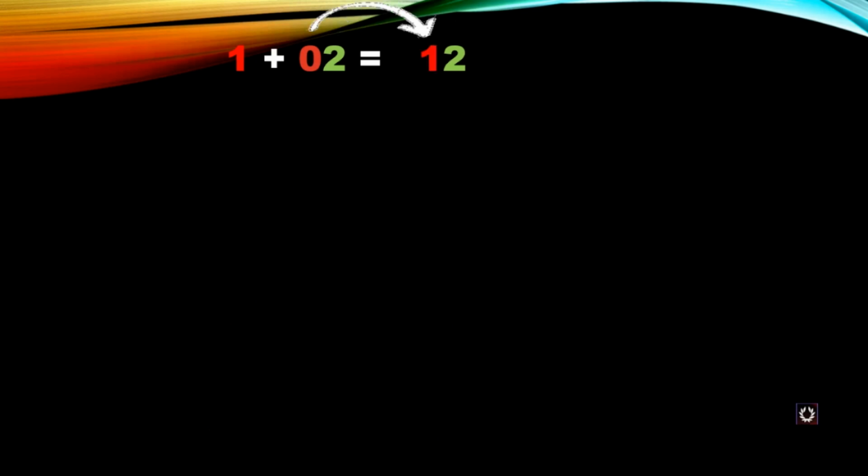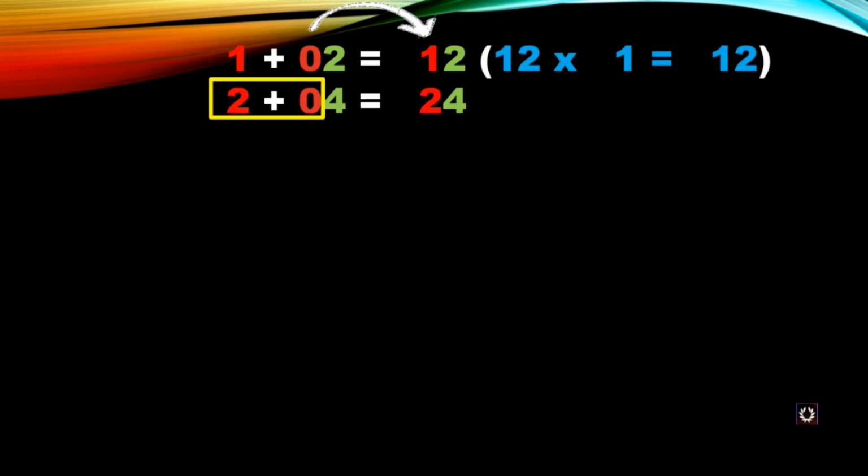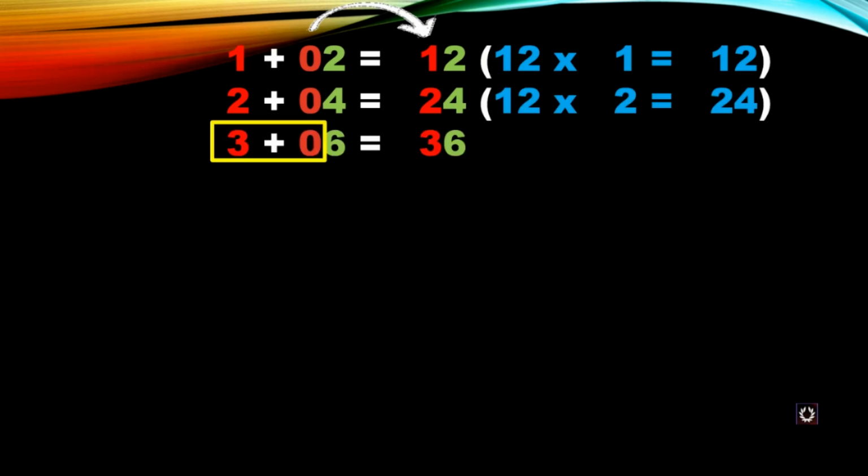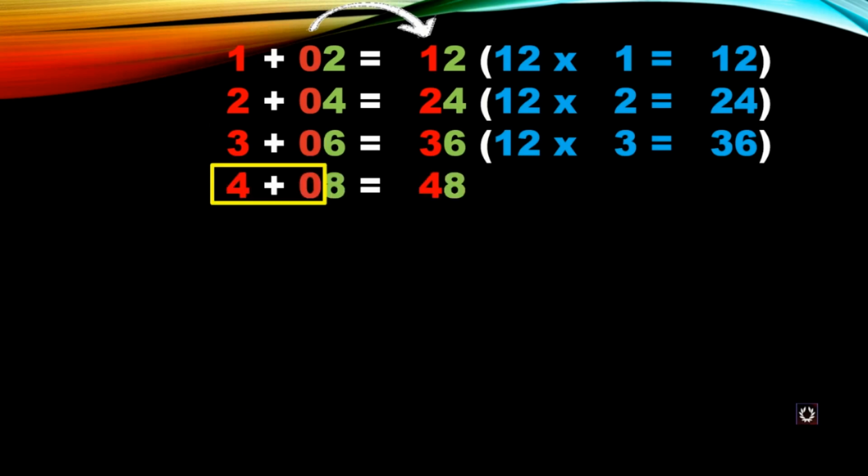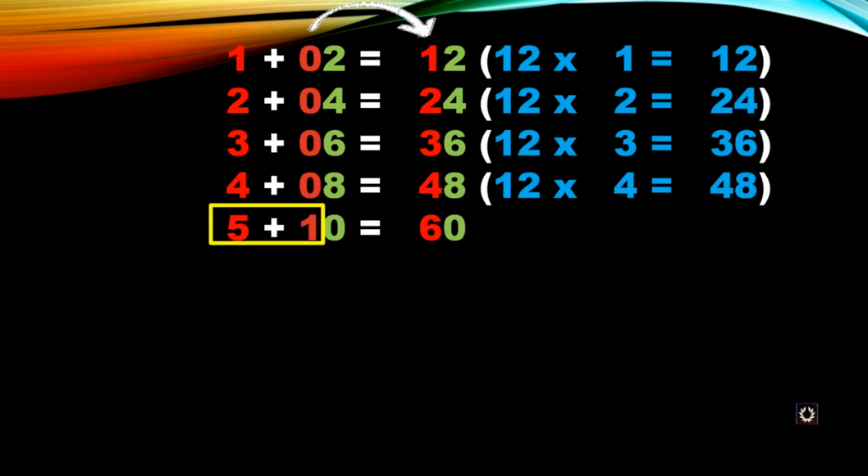So first, 1 plus 0, which is in red color, that is 1. So, in the answer, we are getting 12, that is 12 ones are 12. Then, 2 plus 0, that is 2, and 4 will be as it is, that is 24. So, 12 twos are 24. Like this, 3 plus 0 is 3, so 36, 12 threes are 36. 48, so we are getting here, 12 fours are 48.